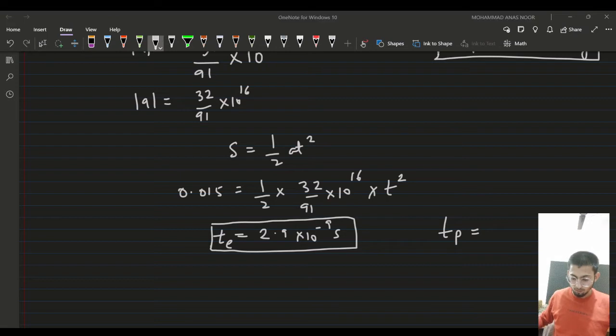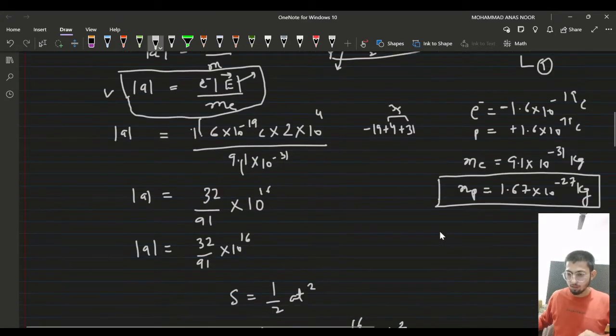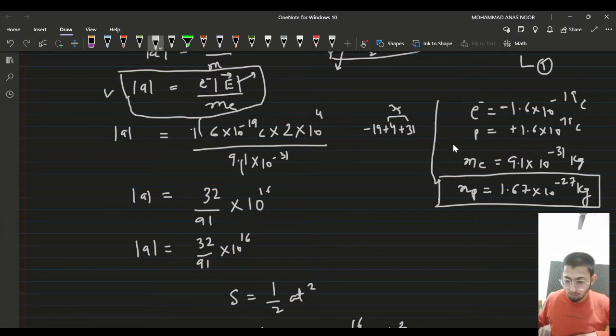and time of fall for proton, if you calculate it, would come out to be 1.25 into 10 raised to the power minus 7 seconds. So you need to remember this, although they may write it at the top, they may not, because they have done such things in the past.